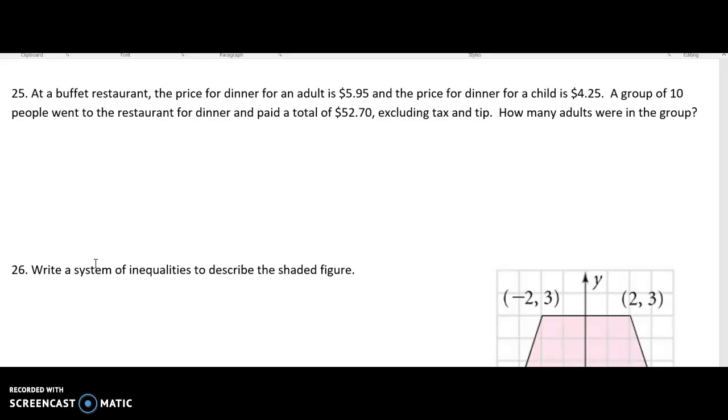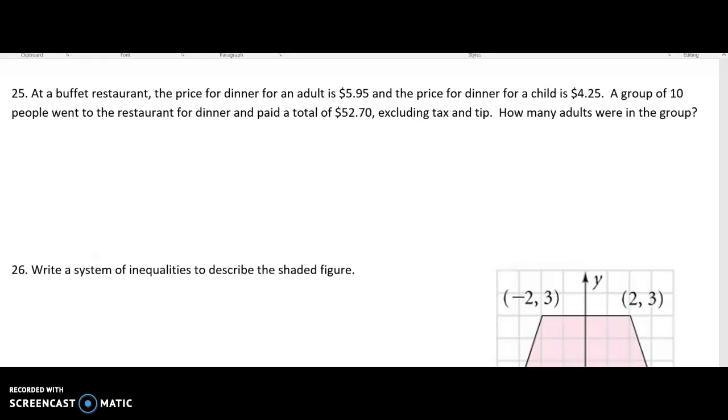Okay, so number 25. All right, at a buffet restaurant, dinner for an adult is $5.95. Price for a child is $4.25. A group of 10 people went to the restaurant for dinner and paid a total of $52.70. And how many adults were in the group? So again, just like the last problem, it's 2 pieces.